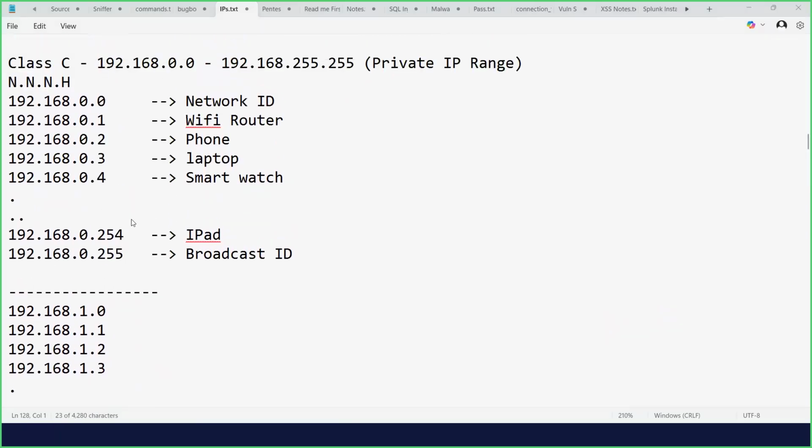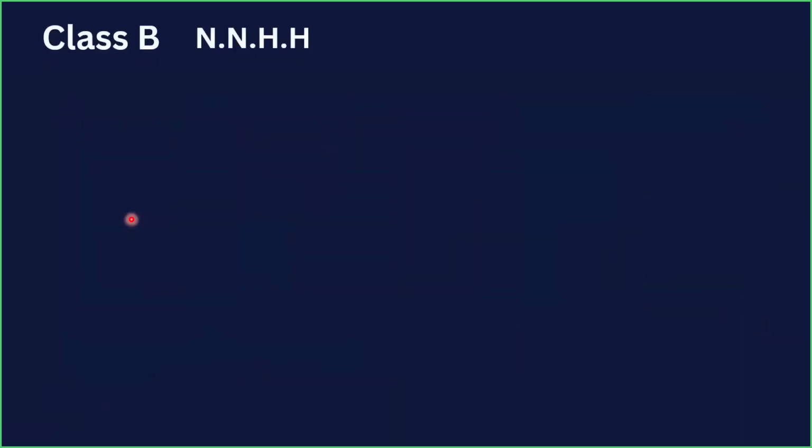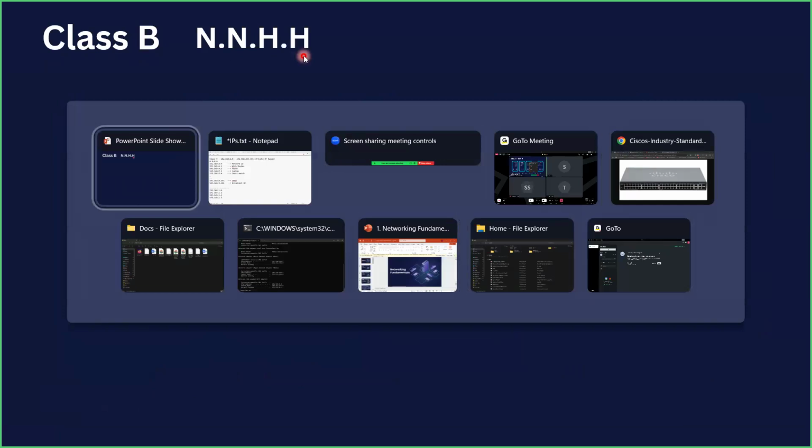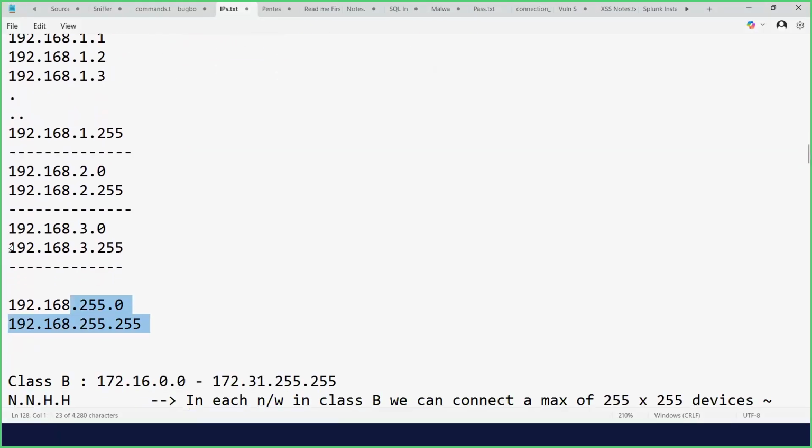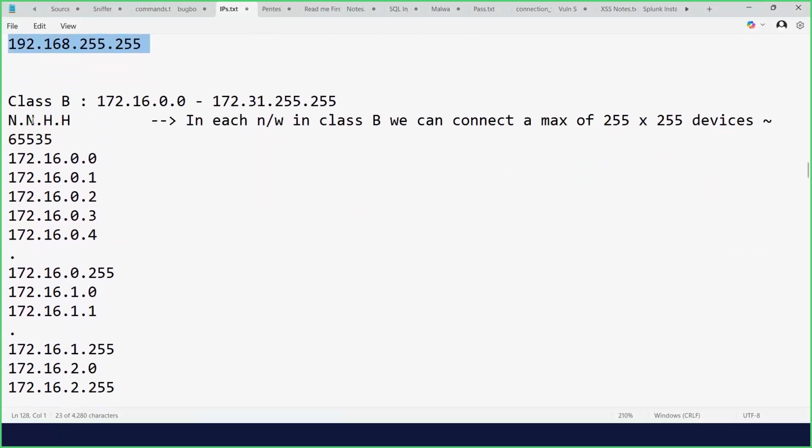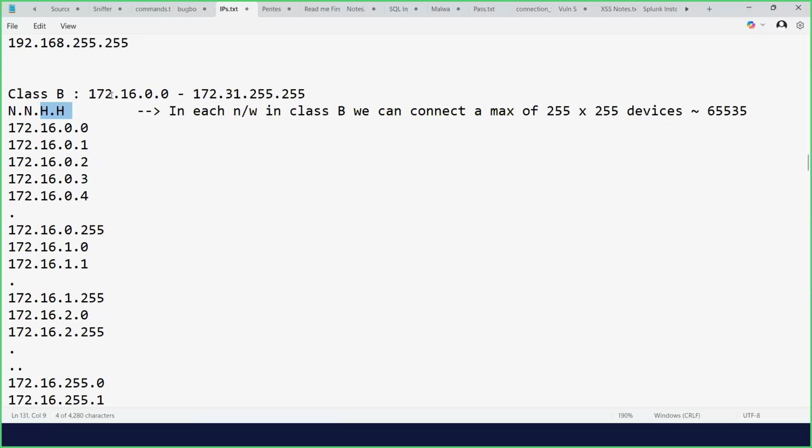Right. Moving on to class B now. So class B has two network portions and two host portions. Okay. So in class B, as mentioned, we have two network portions and two host portions. And we all know the class B private IP range starts at 172.16.0.0 to 172.31.255.255. Okay. So the first IP here is 172.16.0.0.